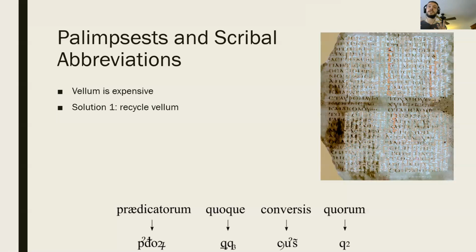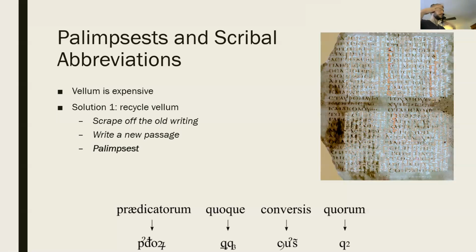And with modern technology, we can actually scan these documents and find out what the old text was, even after it has been scraped off. So this is an interesting approach by which vellum can be recycled. And this process of recycling is what's called the palimpsest. It's where the vellum has been scraped off and then reused and recycled.